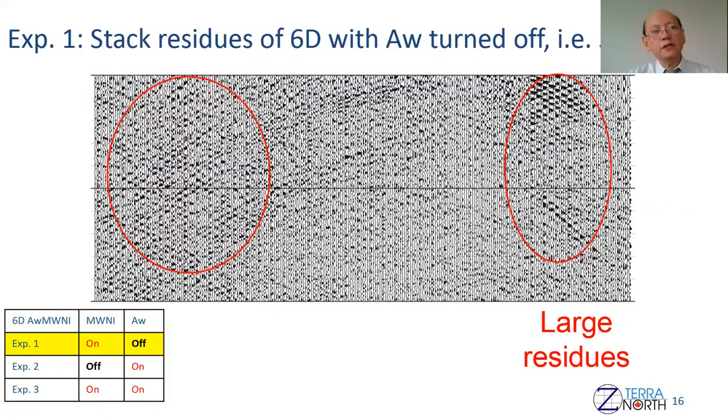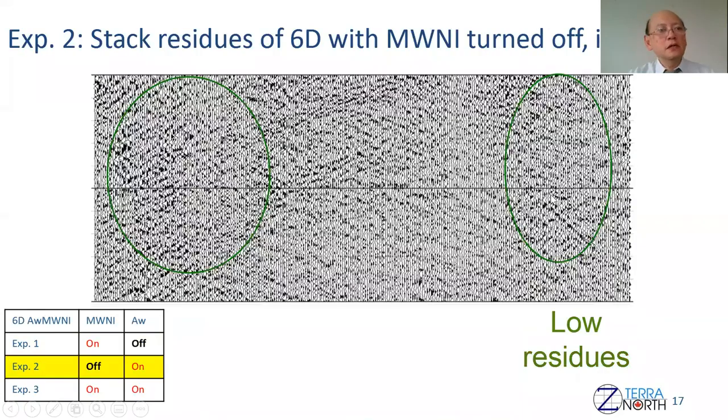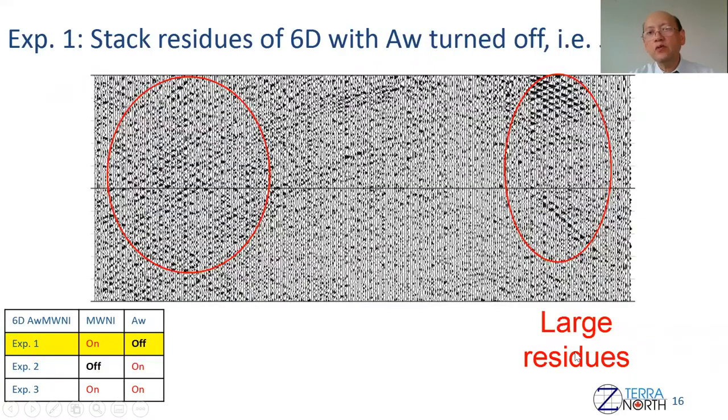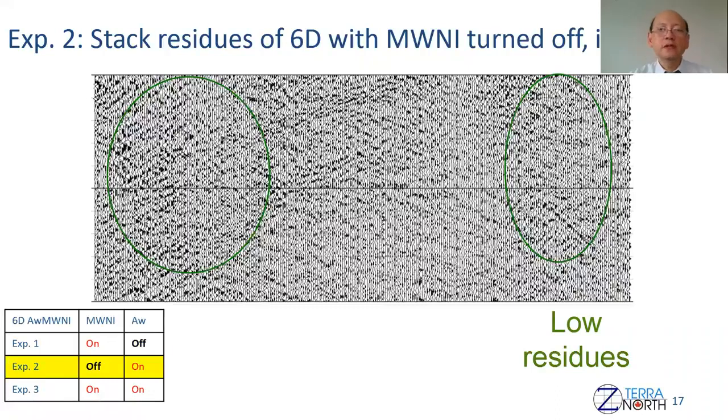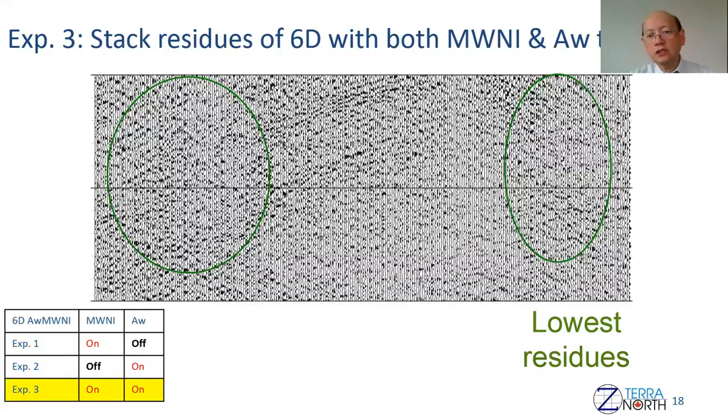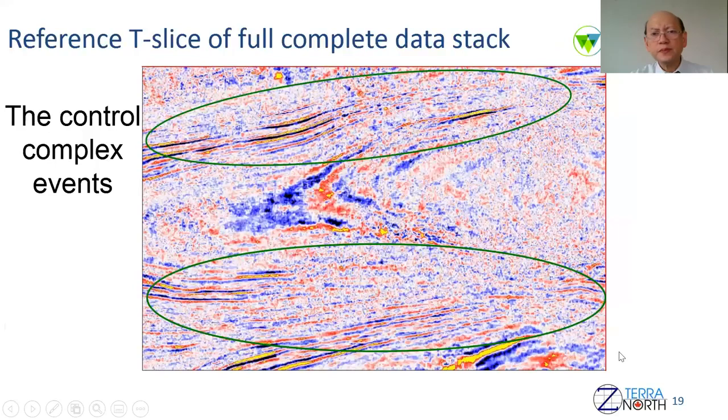Again, experiment 1 is a stacked residual of the 6D with AW turned off and with MWNI only. This is the 5D, industry 5D. As you can see, large residual in the red circle. And experiment 2 is the 6D with MWNI turned off and AW on. It will give you the lower residuals. Compare experiment 1 and experiment 2. Experiment 3 is a full-blown 6D, gives you the lowest residual.